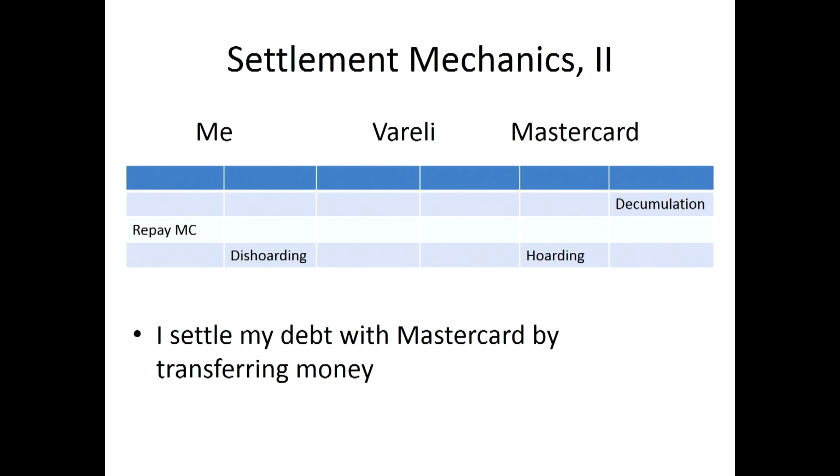So let's assume I pay it in full. And I do that in the same way that MasterCard paid Varelli, by dishoarding from some money balances there. And there's MasterCard, which is liquidating its asset, which is my debt, and hoarding.